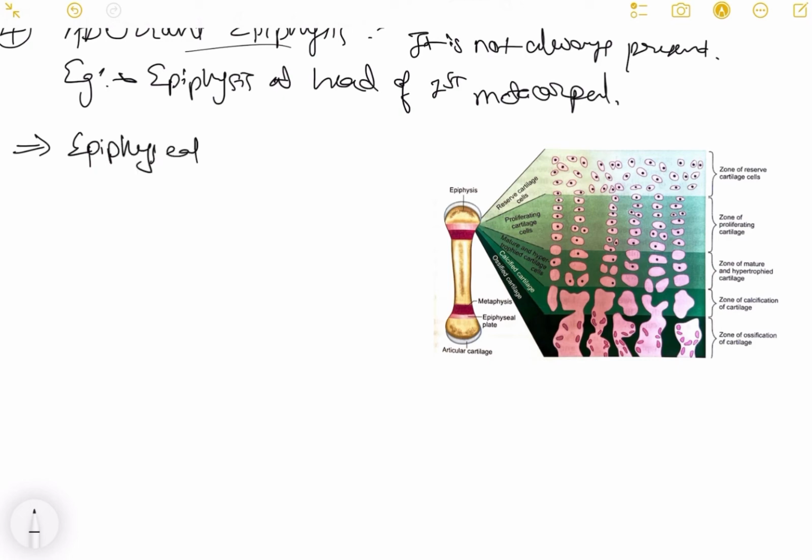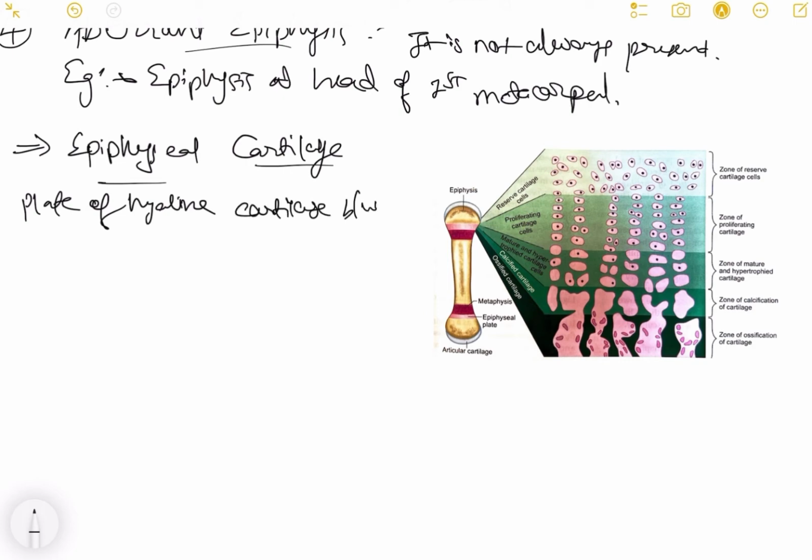Now next, epiphyseal cartilage. Now we are going to discuss epiphyseal cartilage. Now what is epiphyseal cartilage? Plate of hyaline cartilage between epiphysis and diaphysis of long bone. Plate of hyaline cartilage which is present between epiphysis and diaphysis. Now it passes as long bone grows in length. So what is the epiphyseal cartilage function? Growth in length.